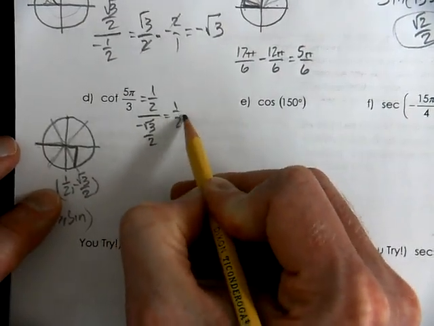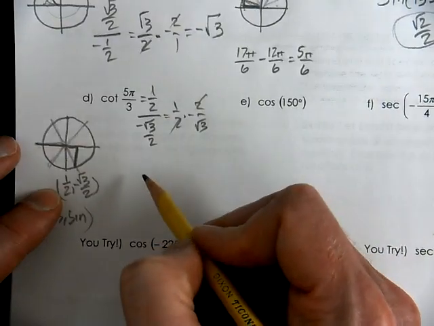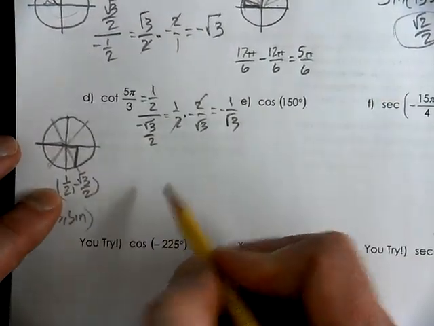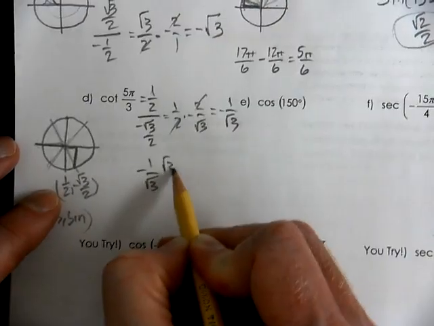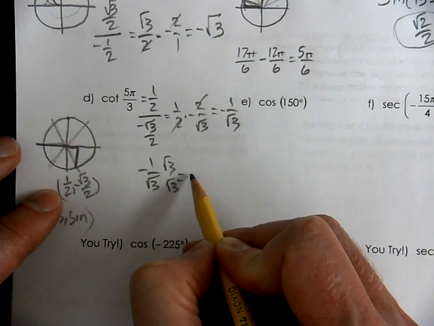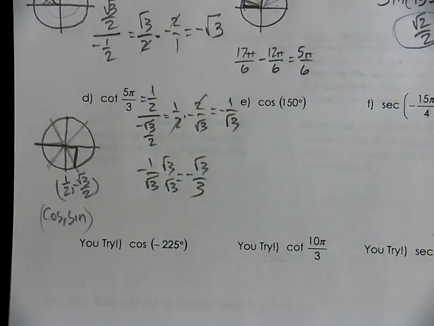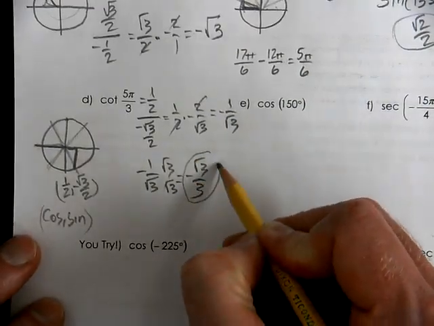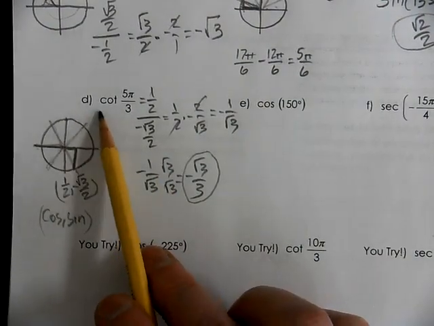So we're going to take the half and times it by the reciprocal. Those are going to cross off. That's going to give us negative 1 over root 3. Well, there we go. We have to rationalize the denominator. Okay, try to do these calculations without looking up and down, up and down. And there is the cotangent.